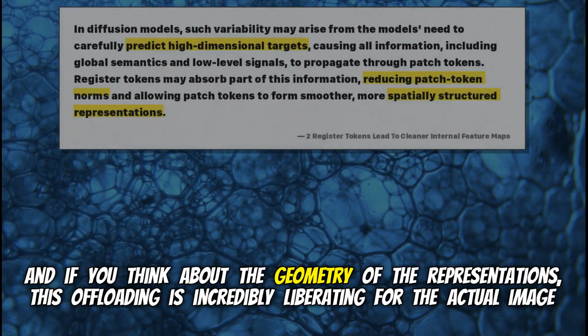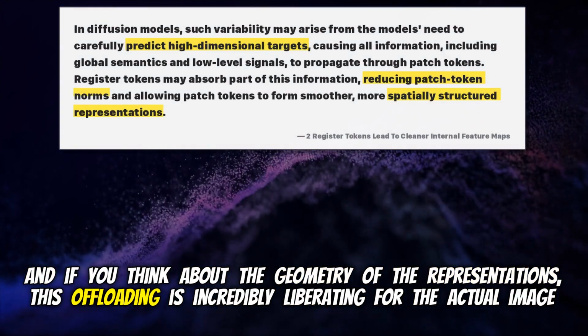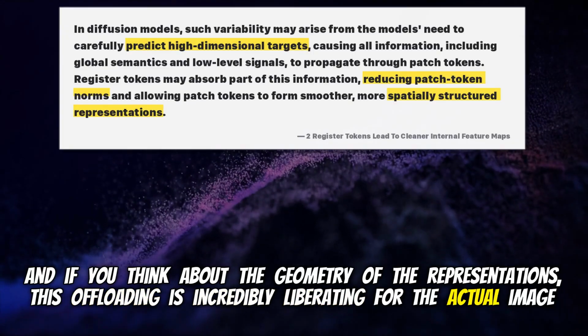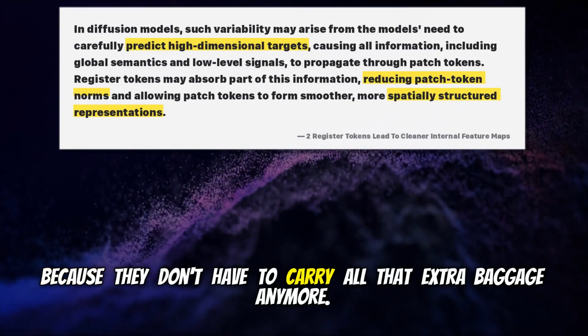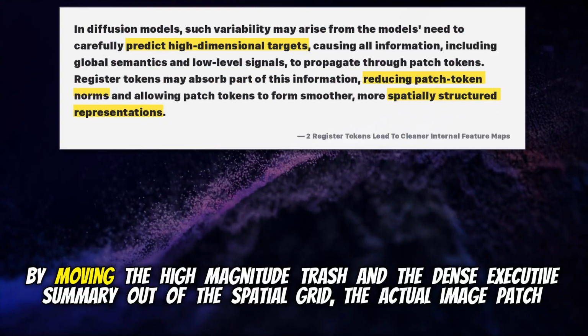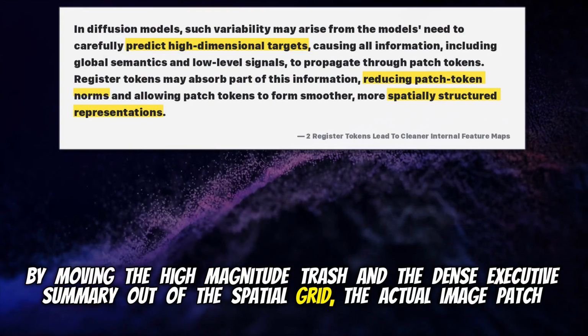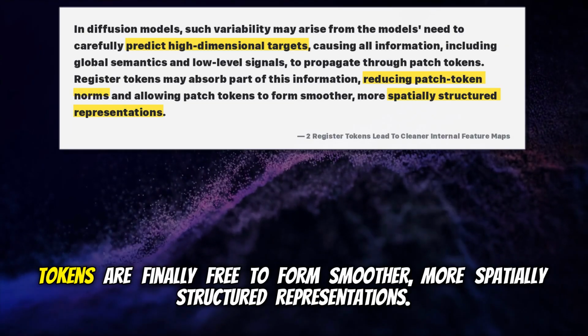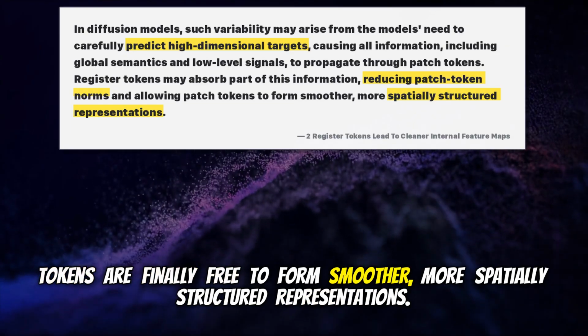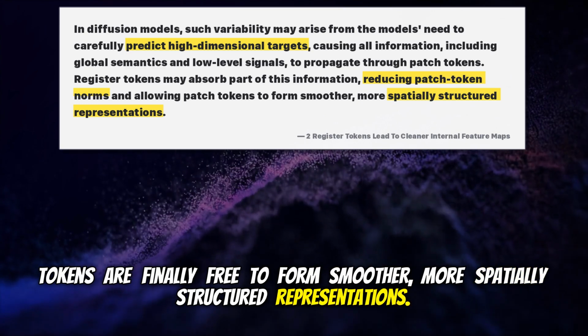And if you think about the geometry of the representations, this offloading is incredibly liberating for the actual image patches. Because they don't have to carry all that extra baggage anymore. Right. By moving the high magnitude trash and the dense executive summary out of the spatial grid, the actual image patch tokens are finally free to form smoother, more spatially structured representations.